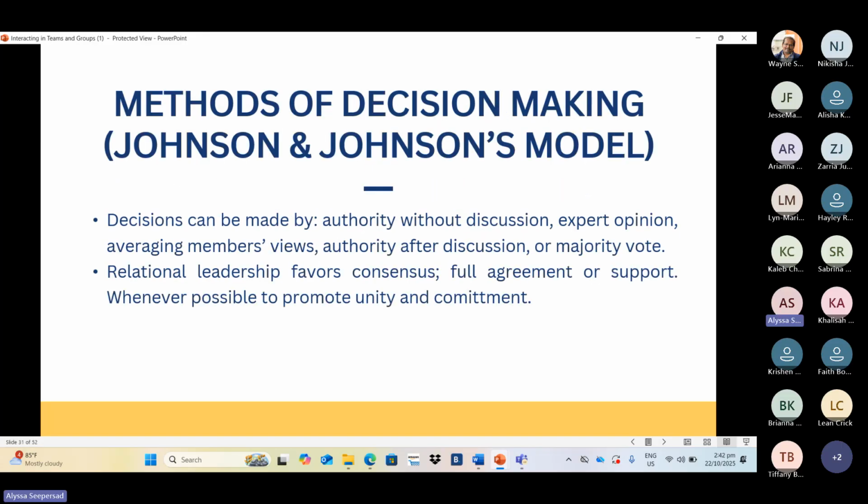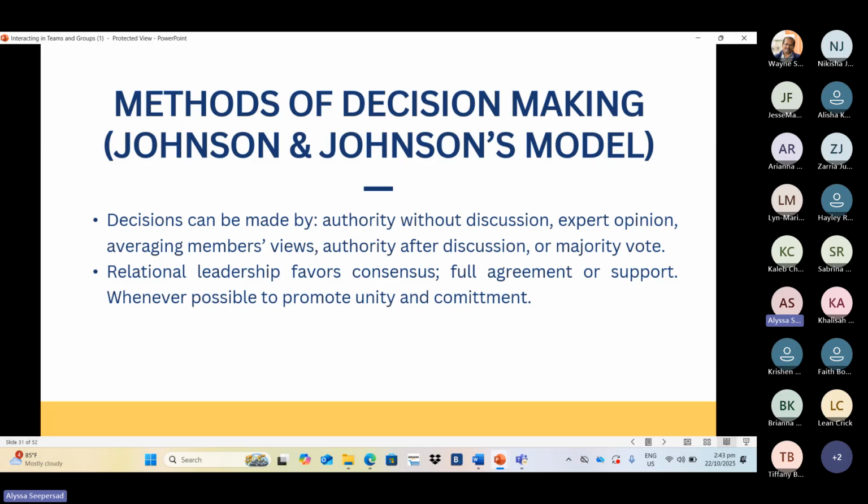So moving on to methods of decision making. Decisions can be made by authority without discussion, expert opinion, averaging members' views, authority after discussion, or majority vote. And relational leadership favors consensus, which is full agreement or support, whenever possible to promote unity and commitment.